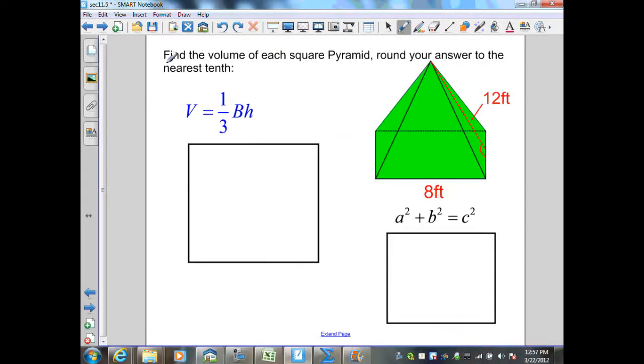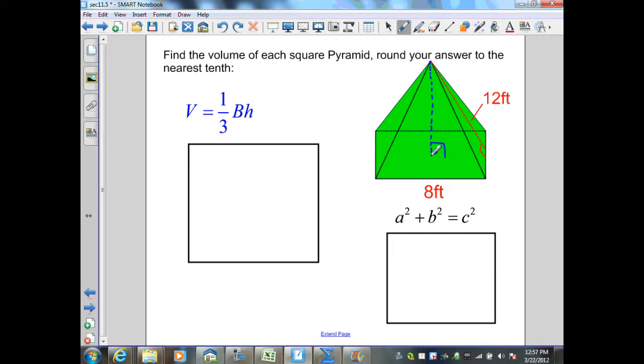In this example, they want us to find the volume of each square pyramid and round your answer to the nearest tenth. We're given a square base, and I need to find the height, because I know I can find the area of the base and substitute in for B, but I need the altitude, the height of my pyramid, and that is a segment from the vertex that is perpendicular to the base. I'm given the slant height.